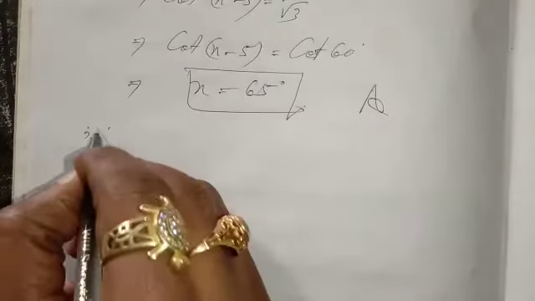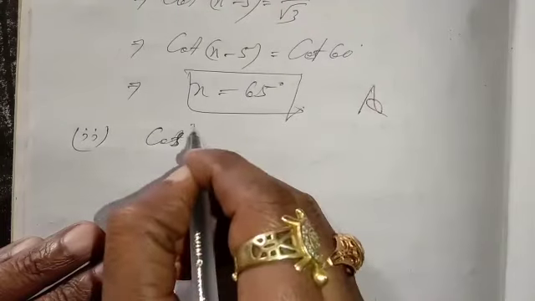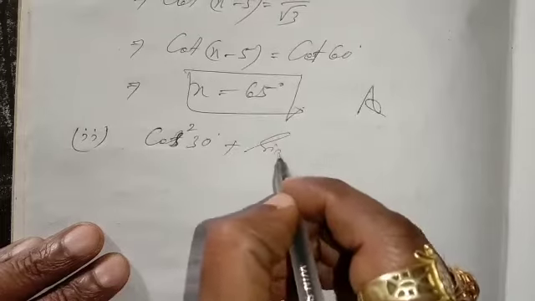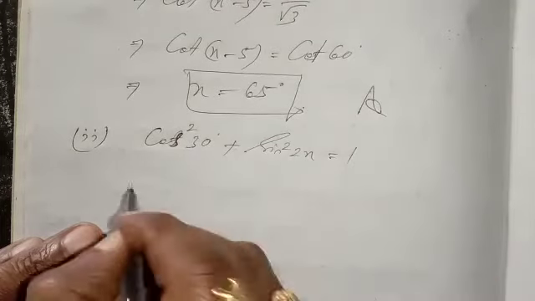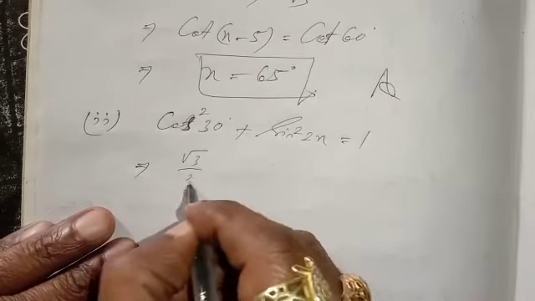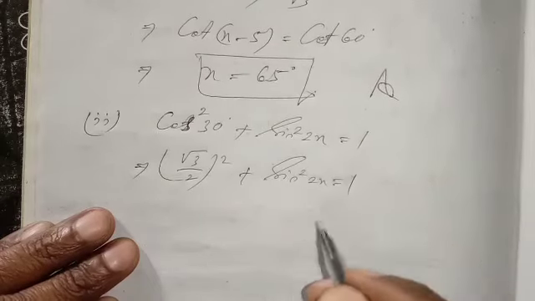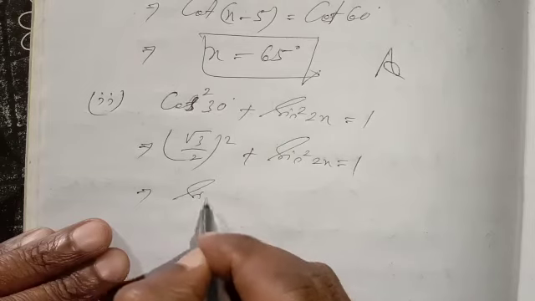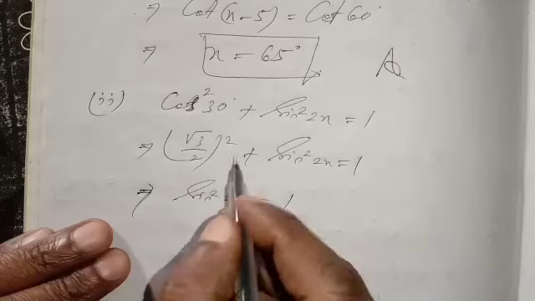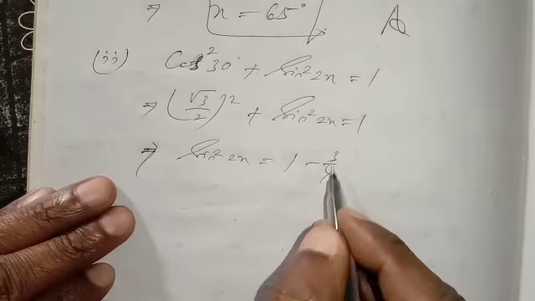The second part of question number 15. It is given cos square 30 degree plus sin square 2x is equal to 1. Cos 30 is equal to how much? Root 3 by 2. Root 3 by 2 whole square plus sin square 2x equal to 1. That means sin square 2x equals 1 minus root 3 by 2 whole square, which is 1 minus 3 by 4. This will be 4 minus 3, that is 1 by 4.